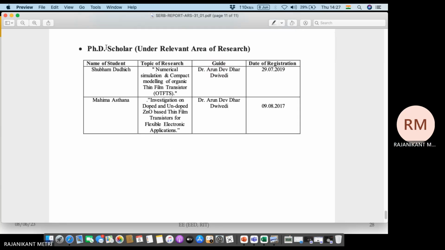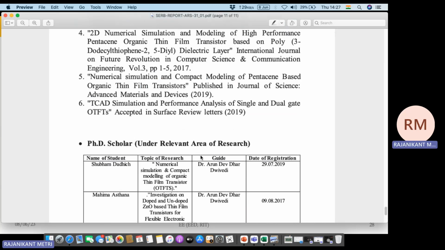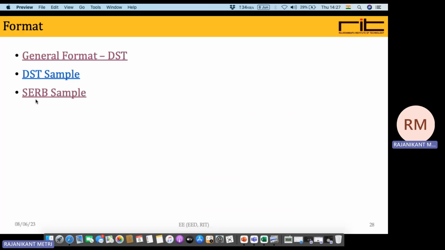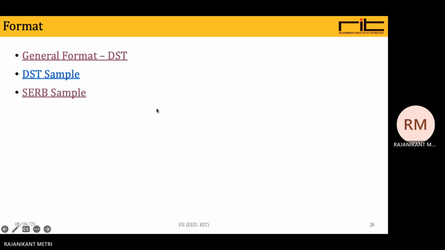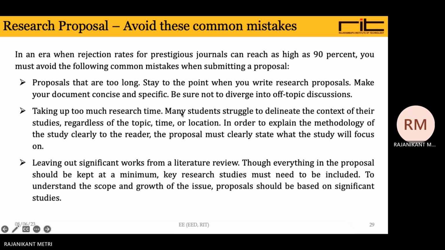So under this work they have two students who have done their PhD work. So that is also given. So this is the Science and Engineering Research Board proposal. Some of the common mistakes one needs to avoid while writing the research proposal, otherwise it will give rejection rates.